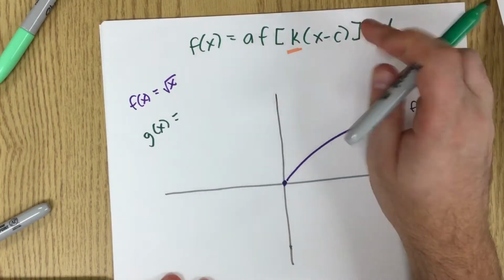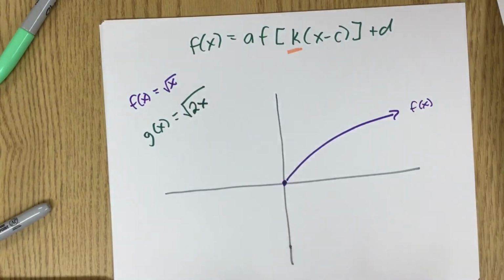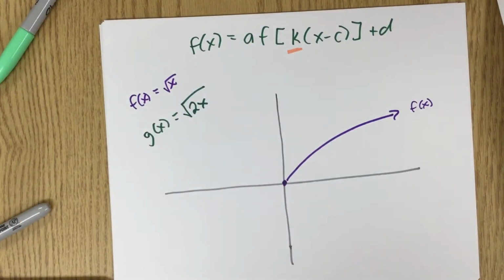So it's going to be inside the function. So it's going to be the root 2x. So that makes it a k. If it was on the outside, it's an a. If it's inside, it's a k.